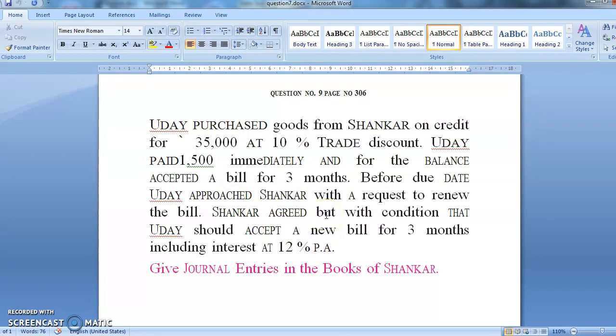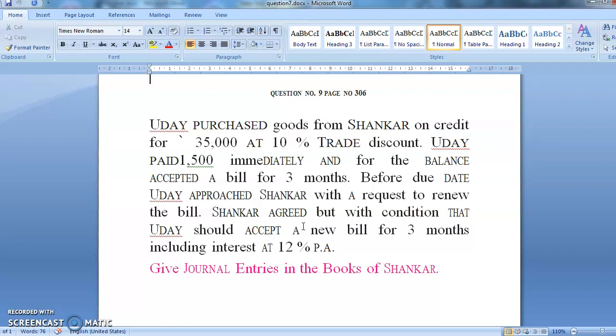Before the due date, Uday approached Sankar with a request for renewal of the bill. Sankar agreed on the condition that Uday will accept a new bill for 3 months, including interest at 12% per annum. Now see, as soon as you see the word renewal, you have to pass 4 entries. What are those 4 entries? One is the cancellation of the bill, second is for interest, third is for cash, and fourth is for the new bill. But this time there are no cash transactions, so we'll be passing only 3 entries.